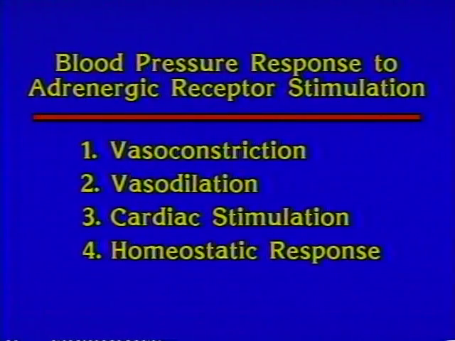The blood pressure response to sympathomimetic drugs is therefore due to the following. First of all, vasoconstriction. This is seen in blood vessels having alpha-1 and alpha-2 receptors. Secondly, vasodilatation. This is seen in blood vessels having beta-2 receptors. Thirdly, cardiac stimulation, which is mediated by beta-1 receptors, and finally, the homeostatic response of the animal to the above.